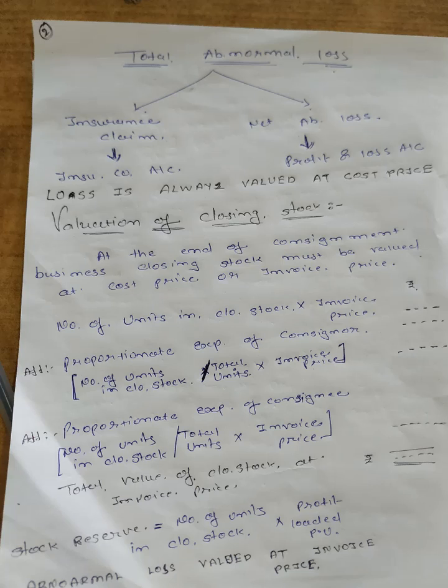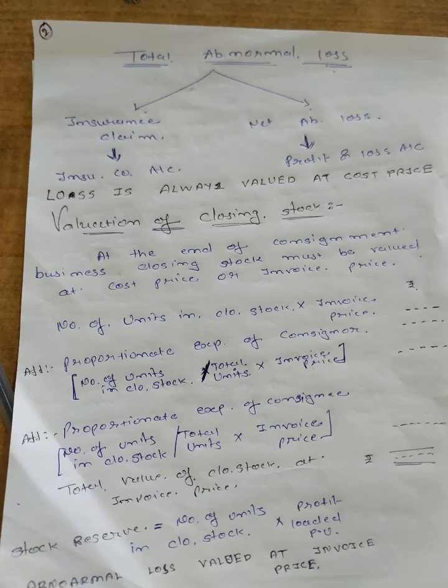In the same manner, you have to give the stock reserve entry. Fine. Stock reserve entry is for unrealized profit included in closing stock, because this closing stock is valued at an invoice price. So whatever the unrealized profit is there in closing stock, it must be debited. So how are you going to find it out? Stock reserve is equal to number of units in closing stock multiplied by profit loaded per unit. Here, closing stock must be valued at an invoice price.